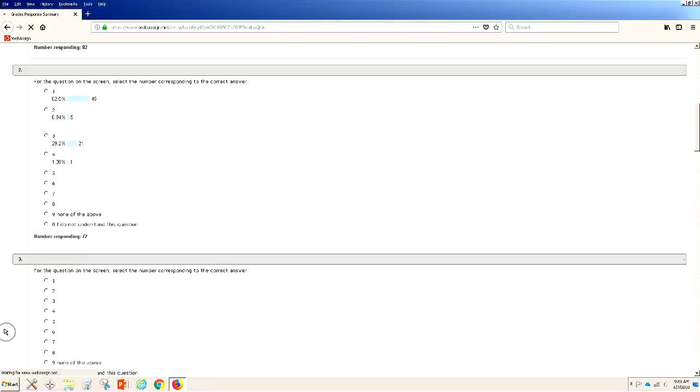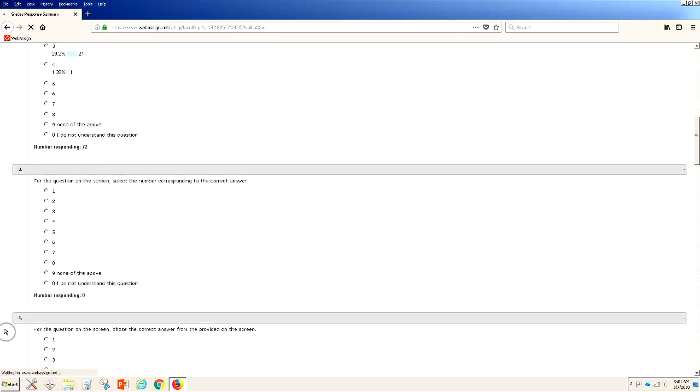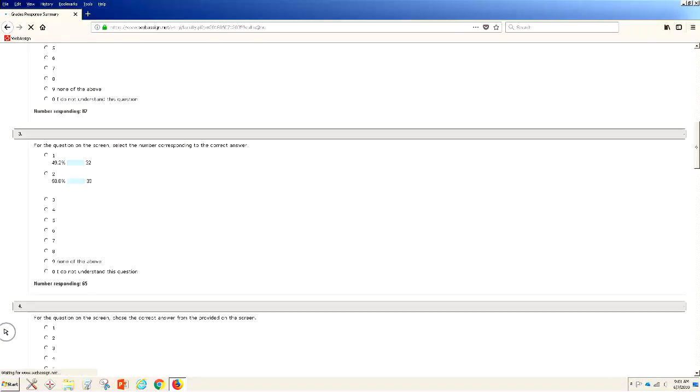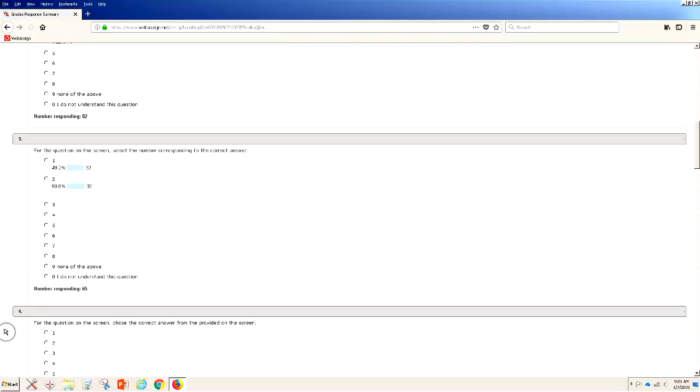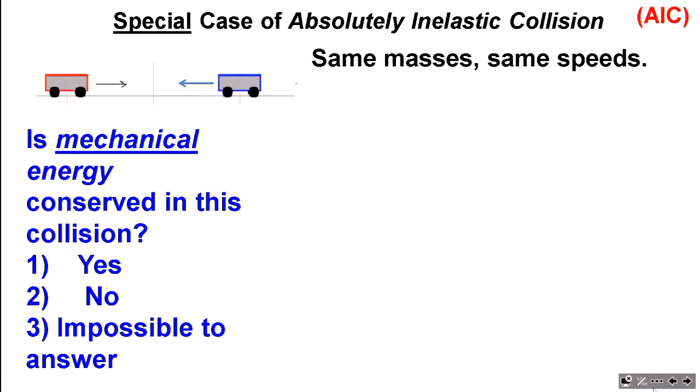Question number 3. Well, so far we have a 50-50 distribution. Well, let's think it through. That's a problem about a specific physical quantity. In this situation, mechanical energy.